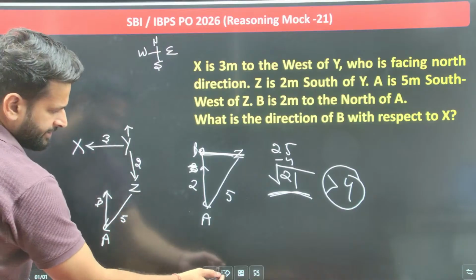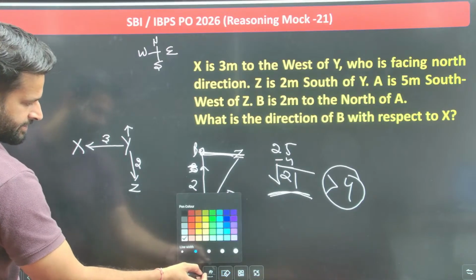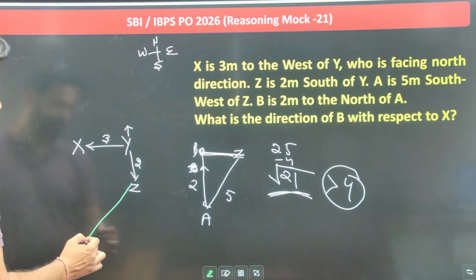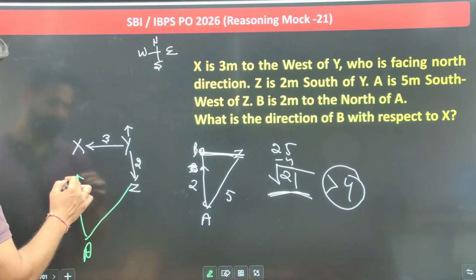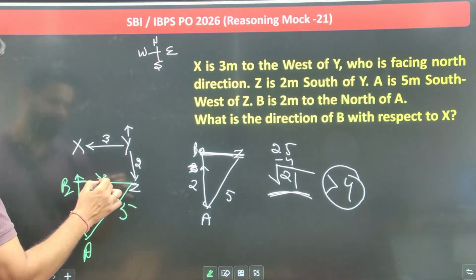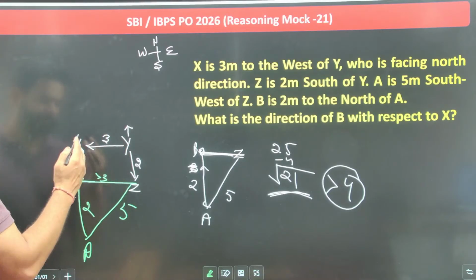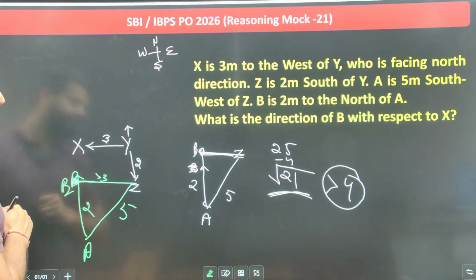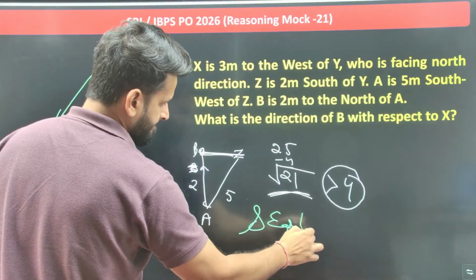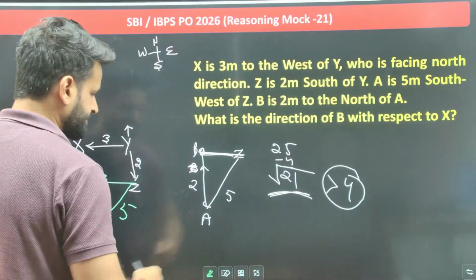This is 3, right? So I have to draw this again, right? This value is 3 and this is somewhere Z. Sorry, this is A and this will be B, right? This is 5, this is 2 and this is greater than 3. I am comparing with 3, right? So B will be somewhere here beyond X. So now what is the direction of B with respect to X? Southeast. Southwest. Answer will be southwest.